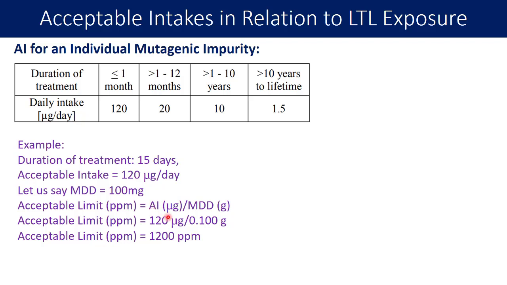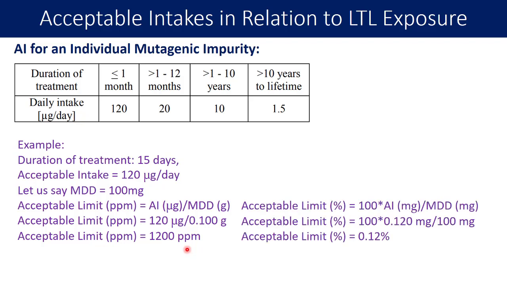So just put the acceptable intake in micrograms, which is 120 micrograms in this case, divided by the maximum daily dose in grams, which is 0.1 gram in this example, and you will find that 1200 ppm is the limit for your mutagenic impurities. Similarly, you will also be able to calculate the acceptable limit in terms of percent, and you can see the calculation on the right side of the screen.